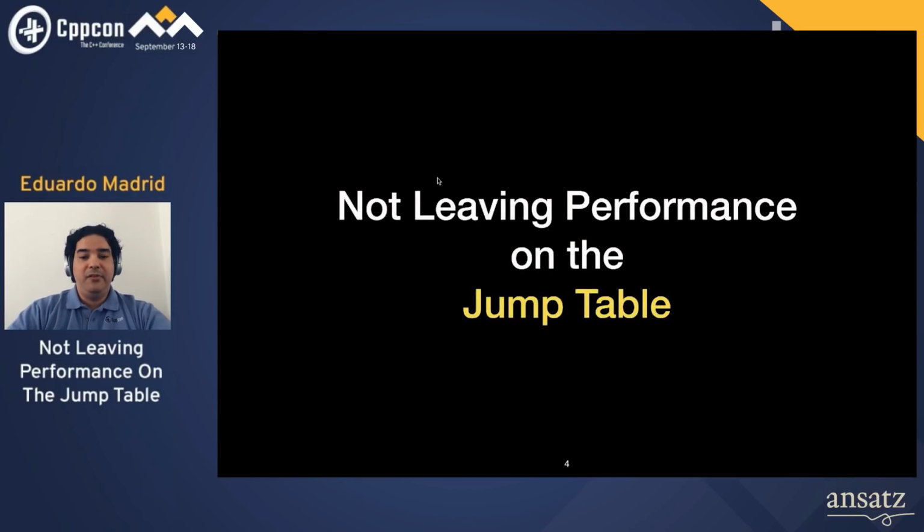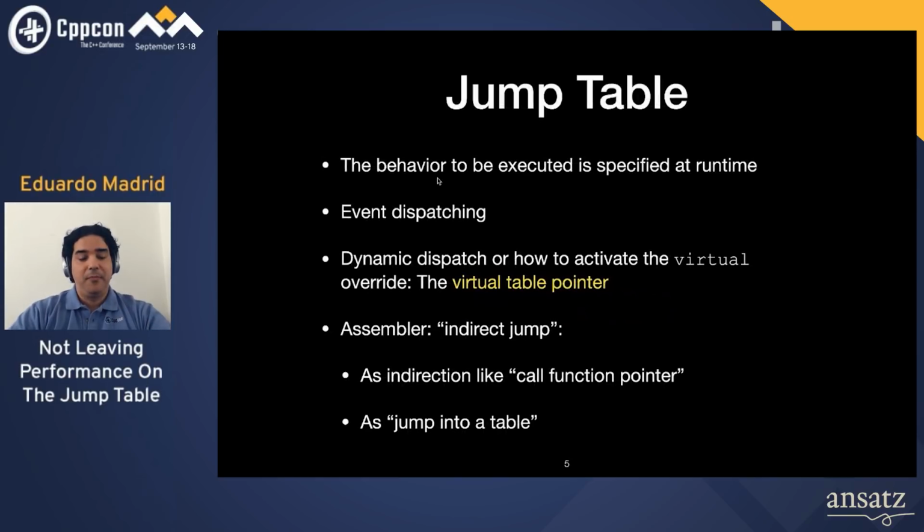Okay, don't leave performance on the jump table. What is the jump table? What we're trying to do is specify behavior that we don't know when we're compiling the program, that at runtime is going to be activated or not. So this has to be a way to map the data that the application has when it is running to the behavior that is going to be executed. In C++, unfortunately, we cannot create a true jump table, but we have the resource of the function pointer. Function pointers are a piece of data that we can use to refer to behaviors.